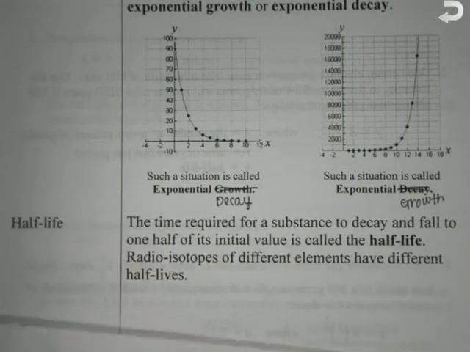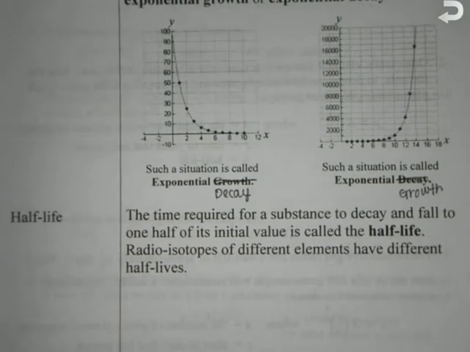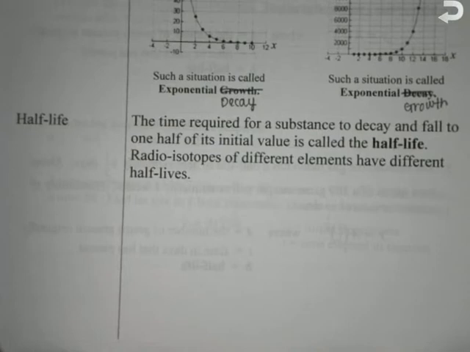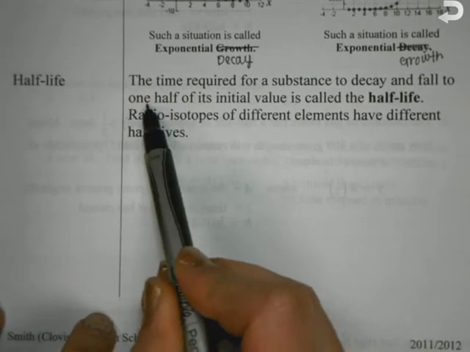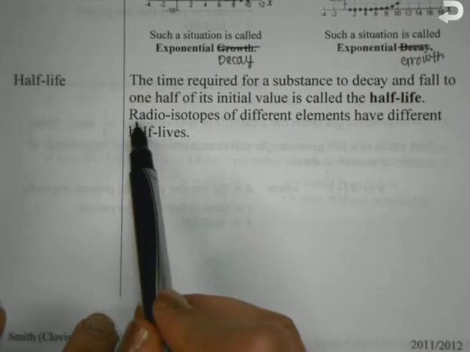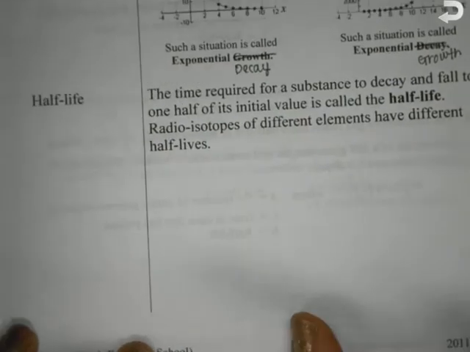Okay, how many of you guys have heard of half-life in science? Half-life is the time required for a substance to decay and fall to 1/2 of its initial value. Okay, and that's called the half-life. Radioisotopes of different elements have different half-lives. So what we are going to do, if you turn the page, we're going straight into examples.